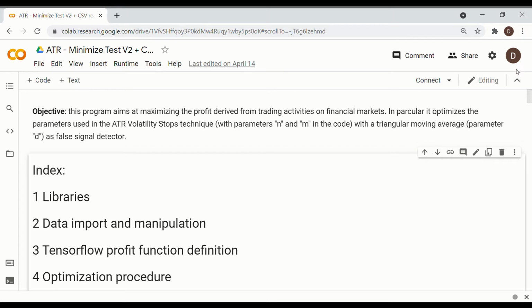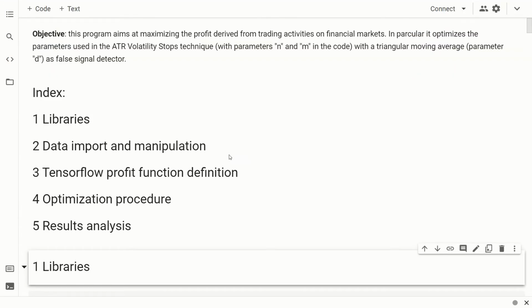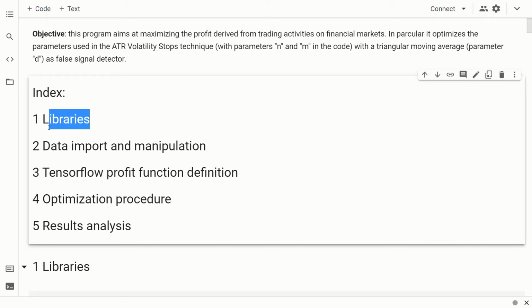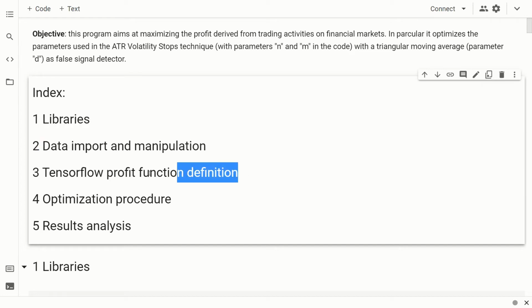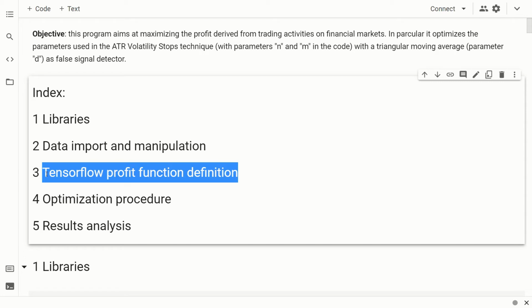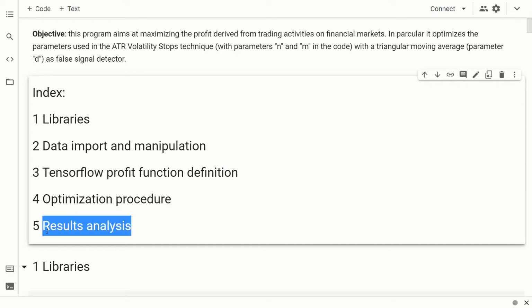Okay, so let me hide something we don't need. We have 5 points. First, we import the libraries. Then we import and manipulate the data. Then we define the profit function in TensorFlow, our profit, cash. Then we optimize the ATR, and in the end we analyze the results.